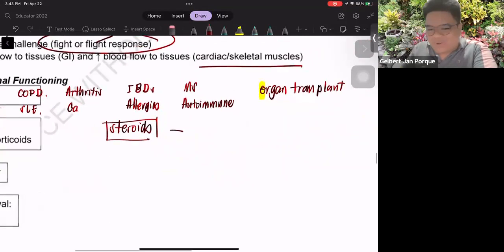Hydrocortisone and dexamethasone are commonly given IV. Okay, at least you know prednisone. You know prednisone.